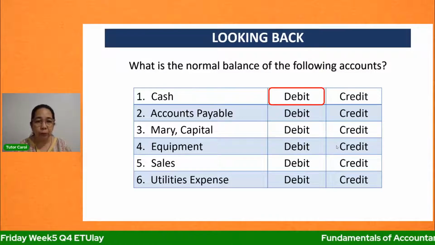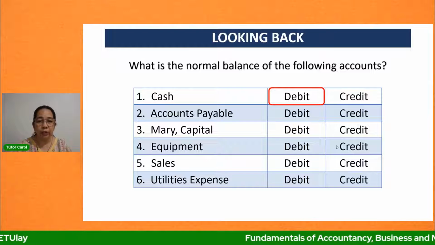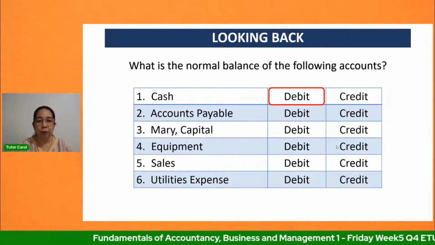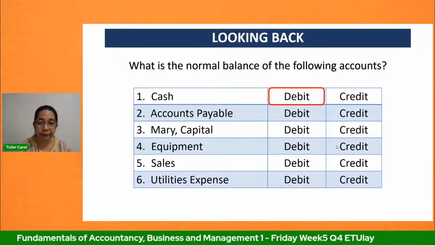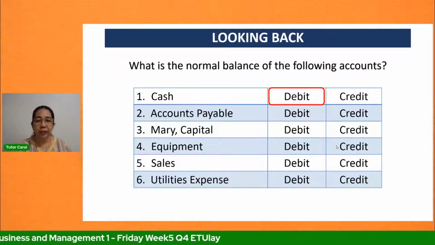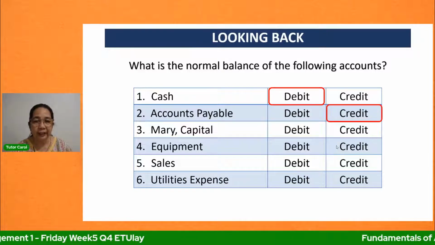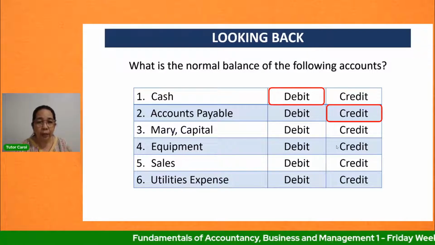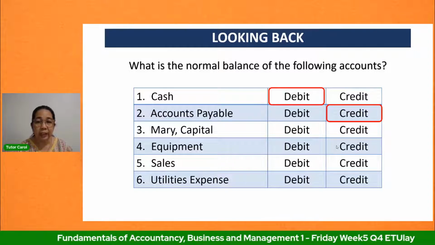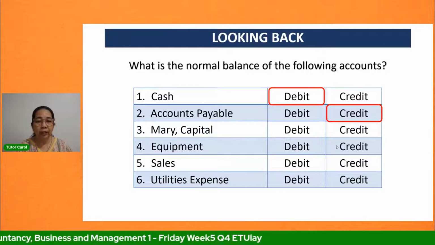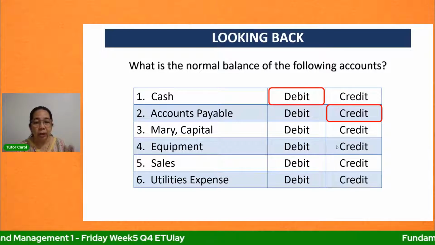How about number 2? Accounts payable. What is the normal balance for an accounts payable? Debit or credit? Okay, sige, so let us reveal the answer again. Credit. So, ibig sabihin, pag normal balance, this is the side where this particular account increases. So, yung kabila niya, yung counterpart niya, doon naman siya nagdi-decrease.